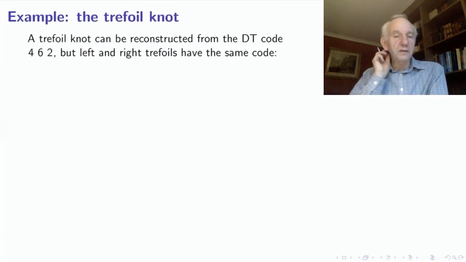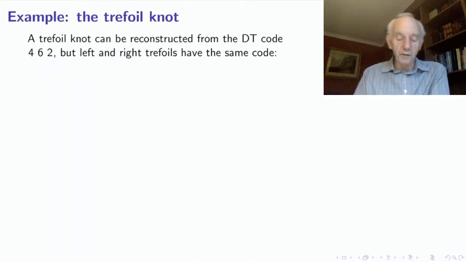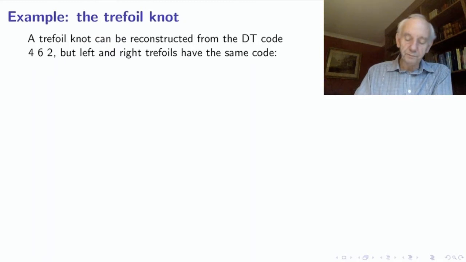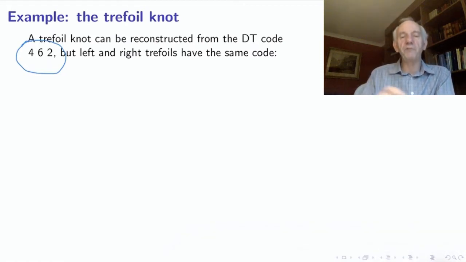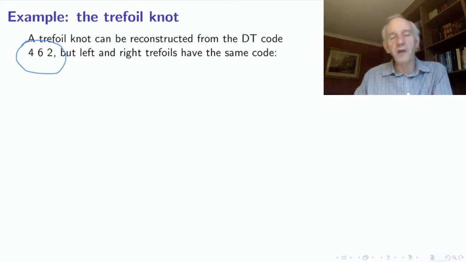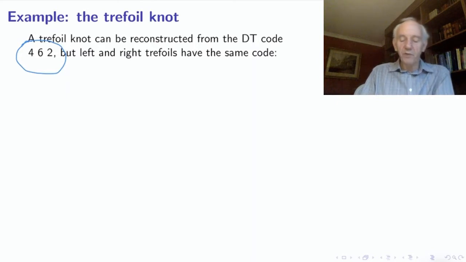So let me talk again about the Trefoil knot. I've already shown you the code 4 6 2, but let me try and reconstruct it from the code. Pretend we didn't know what the Trefoil knot looks like, but we know the procedure of the DT code, and we try and reconstruct the knot from the code. Well, it's a sort of interesting exercise to do.